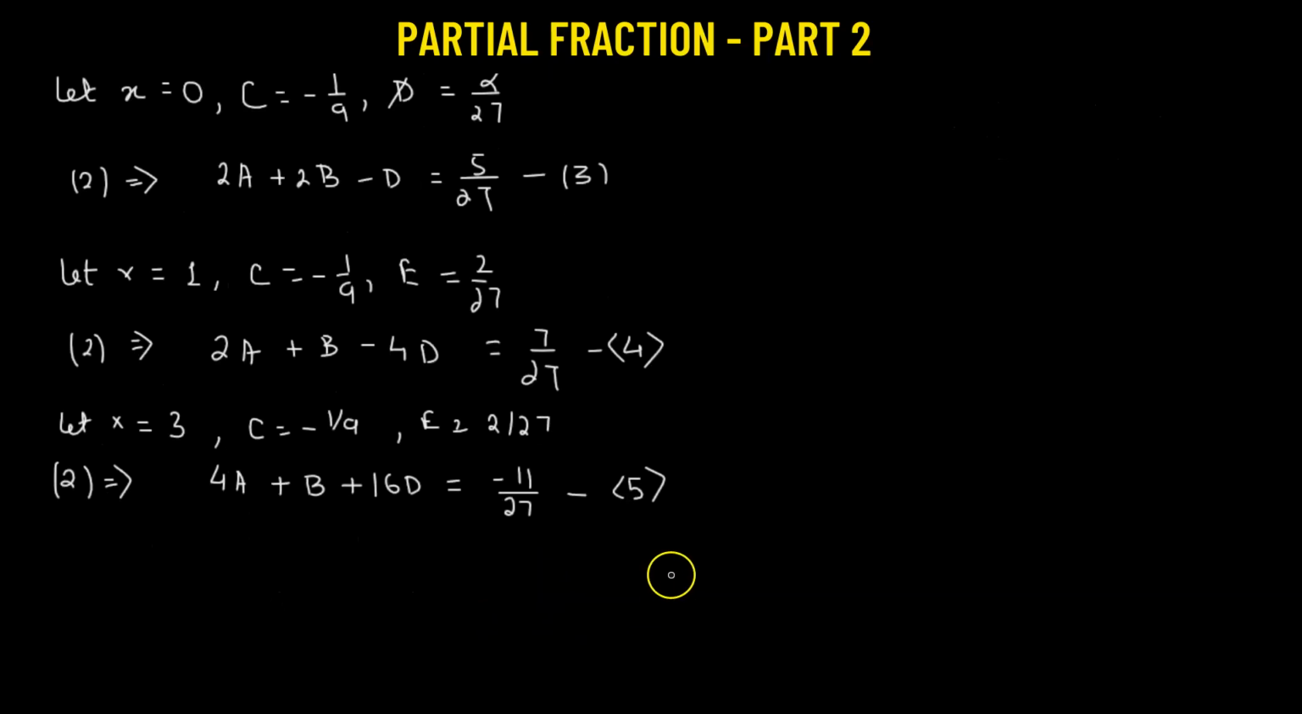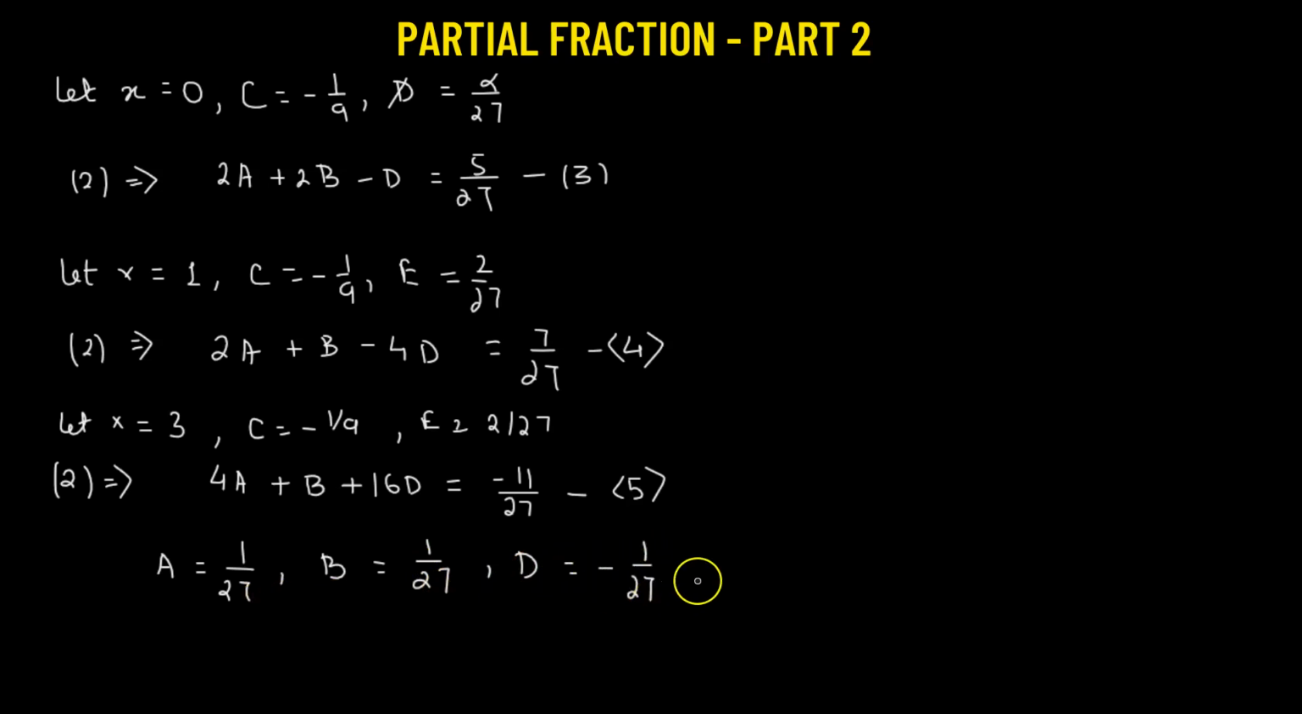Now, we can clearly observe here that equations 3, 4 and 5 are simultaneous linear equations with variables a, b and d. So I'm leaving this as an exercise for you to find out the values of a, b and d. I'm writing out the result. So a comes out to be 1 over 27. Then b comes out to be 1 over 27 as well. And then we have d. So d comes out to be negative 1 over 27.